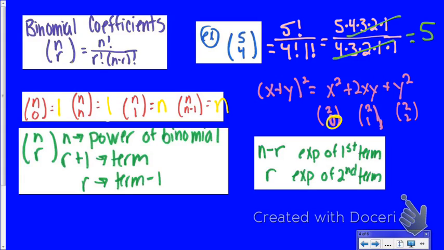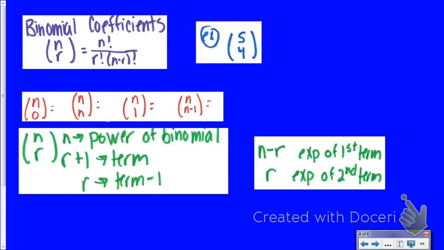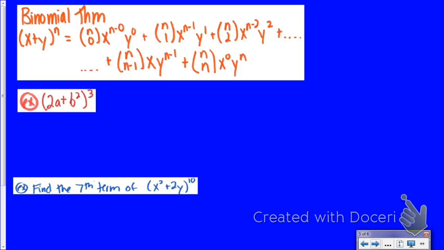Now I know this is a lot, but we're going to break this down a little bit, and we're going to look at a couple of examples. Okay, now what we have written here, this is the actual binomial theorem. This is just a very mathematical explanation of what we've been doing. So this is the way that we can expand any binomial without actually multiplying it out.